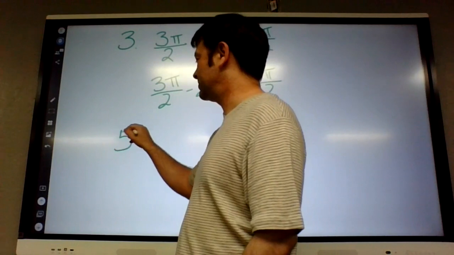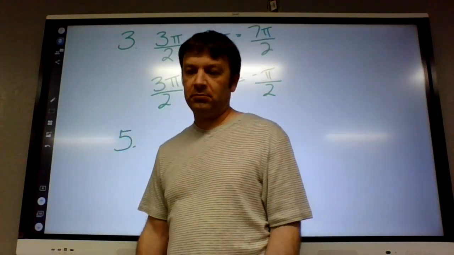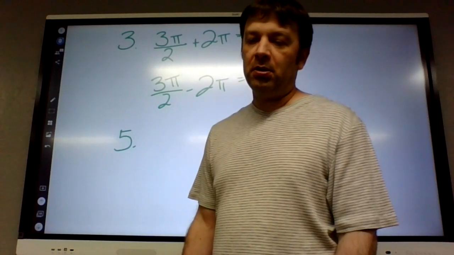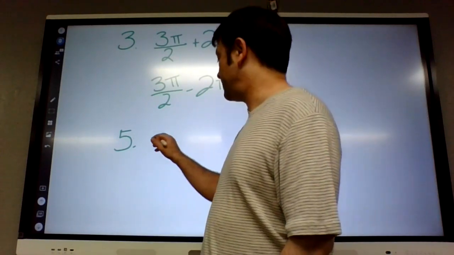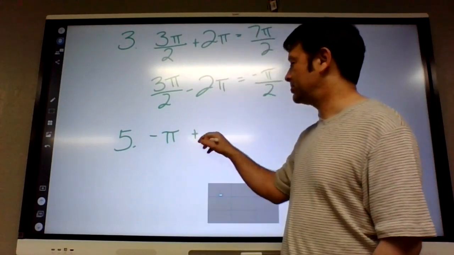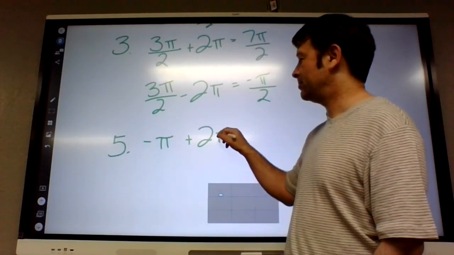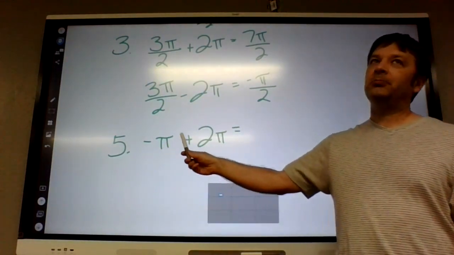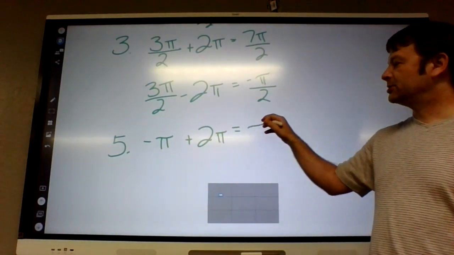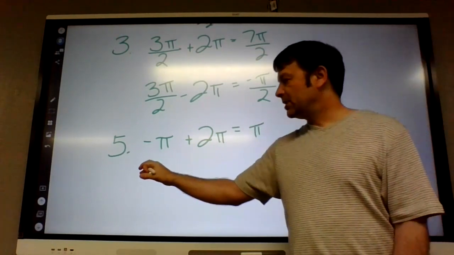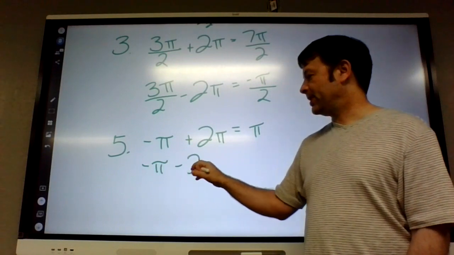Number 5. Oh, there's negative pi. This one's kind of easy. So negative pi plus 2 pi, what's that going to be? Negative 1 plus 2 is 1 pi. And negative pi minus 2 pi.